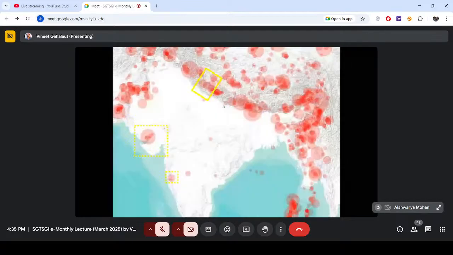Hello, can I interrupt, Vineet? Yes. Can you use the highlighted cursor so that the cursor will be visible? Sometime I think.